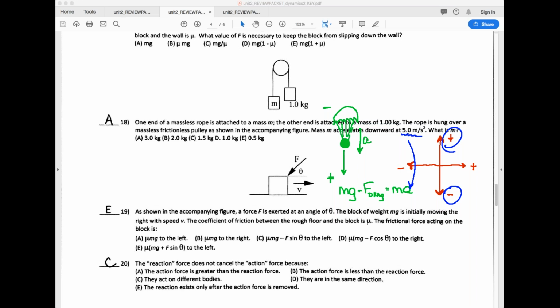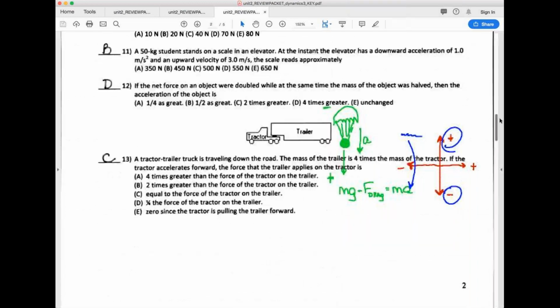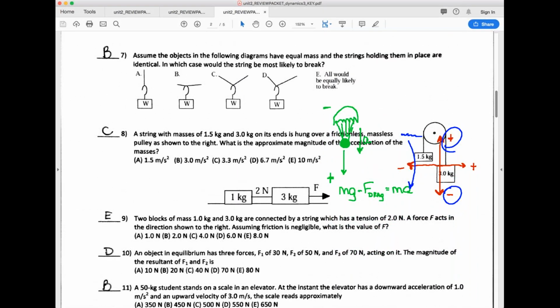Nina is asking about 8, and Jess is asking, I think we did 18 already. So let's take a look at Nina's question, which is number 8 on review packet number 3. So Nina's asking a question on an Atwood's machine.